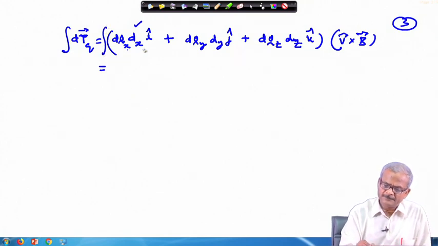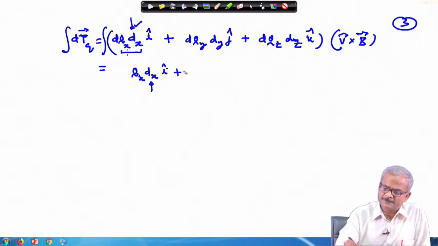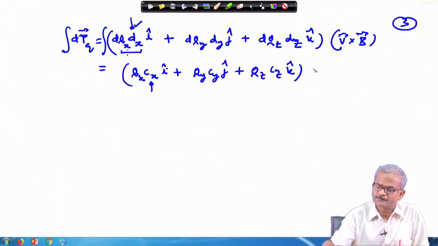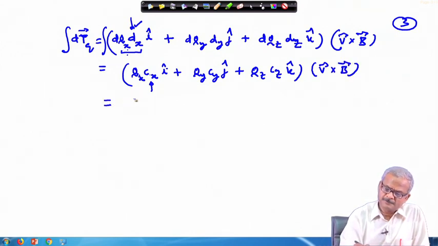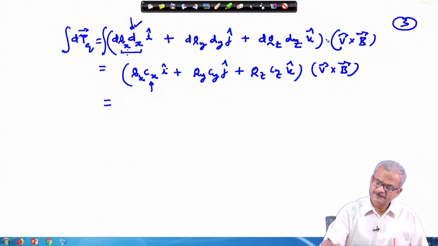Integrate it. So, if we integrate over the whole body, okay, this can be replaced as q x times distance along the x axis, which in this case you can consider to be the center of the charge, okay, times I cap plus q y. So, we should put another notation here for this, maybe we can use C. Q y times C y j cap plus q z times C z k cap, v cross b. Here the r cross is also there. So, we have the cross sign appearing here in this place.